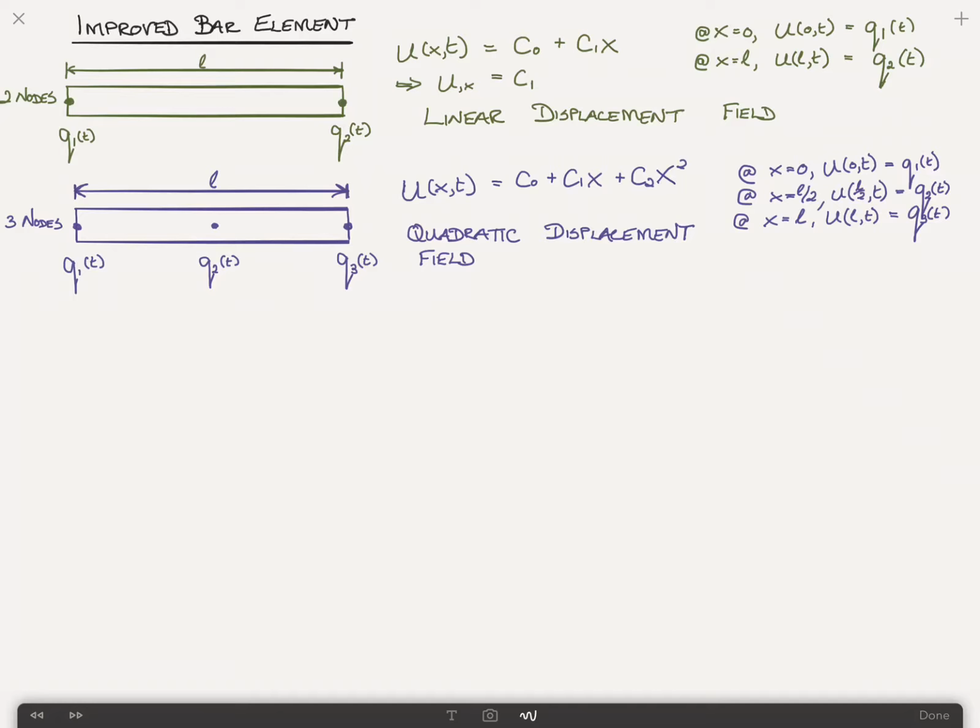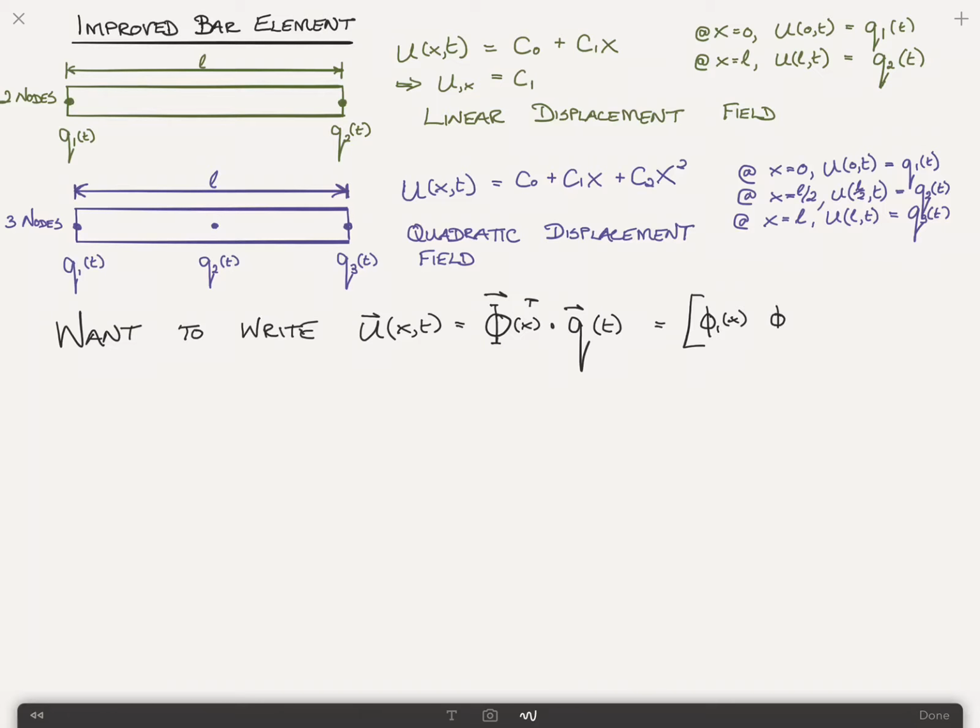Now, let me write this. What we would like to do is write the displacement as follows. This is something we've seen before. u of x and t is equal to phi of x transpose, where phi of x is the vector of your shape functions. In this case, there'll be three shape functions because you've got three nodes. And that's the dot product of that times q of t. If I expand that a little bit, this looks like phi 1 of x, phi 2 of x, phi 3 of x, times q1 of t, q2 of t, to q3 of t.